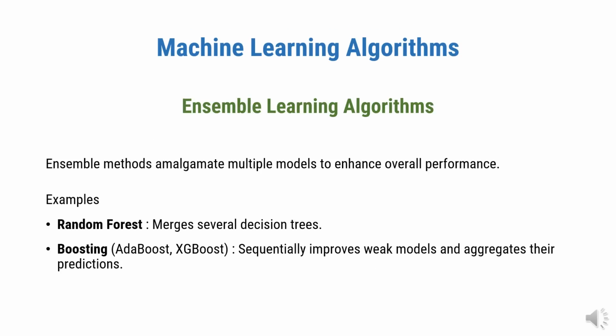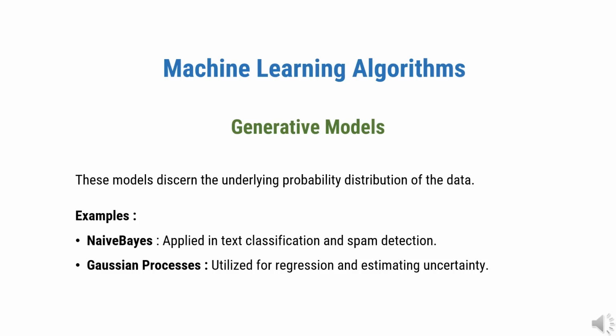Ensemble learning algorithms. Ensemble methods amalgamate multiple models to enhance overall performance. Examples: random forest merges several decision trees. Boosting sequentially improves weak models and aggregates their predictions. Generative models discern the underlying probability distribution of the data. Examples: Naive Bayes applied in text classification and spam detection. Gaussian processes utilized for regression and estimating uncertainty.